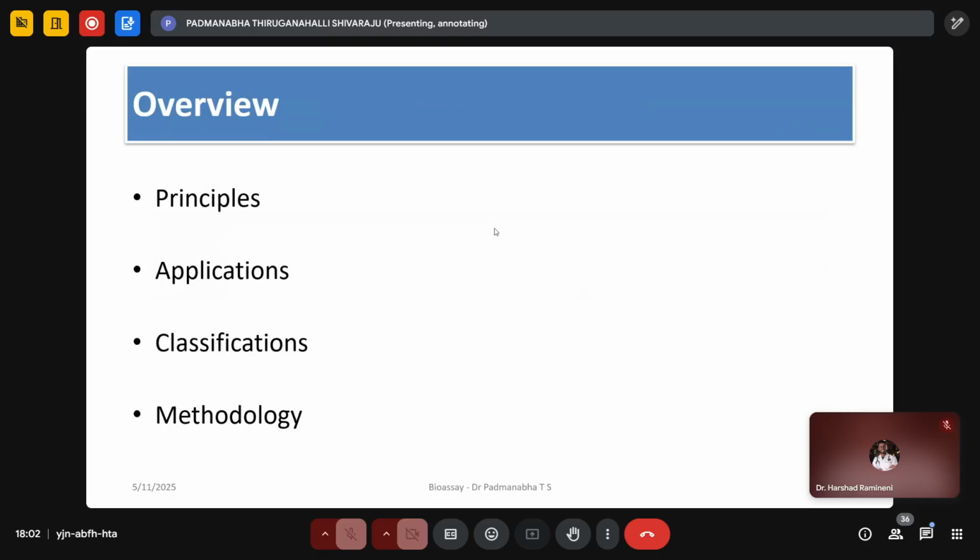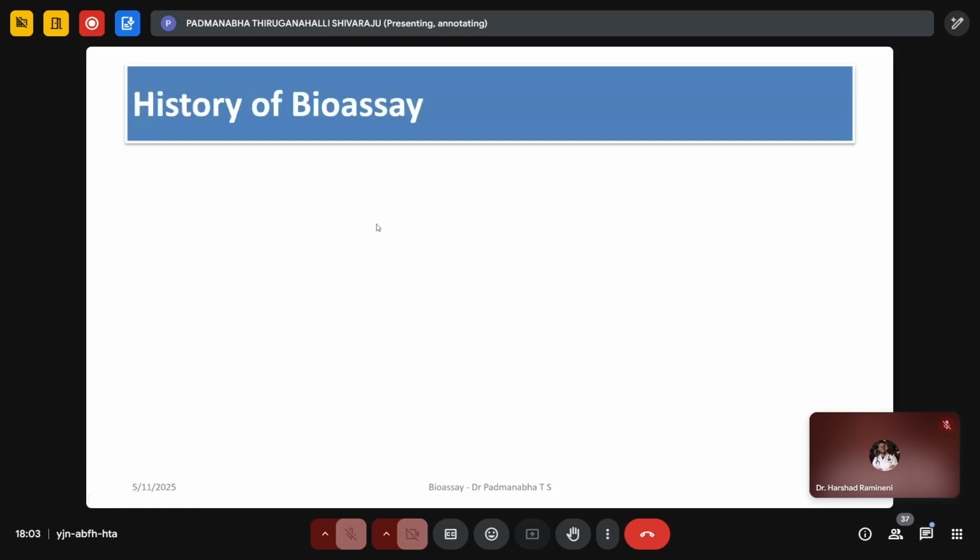So coming to the overview of this session, this session will be dealt through these headings. The principles of bioassay. What are the applications of bioassay? How do we identify the bioassay, and what are the methodologies we follow in conducting the bioassay? And also we'll learn how this bioassay is conducted in short. If you have any doubts, you can leave them in the chat box, or you'll be free to ask me any questions at the end of this session.